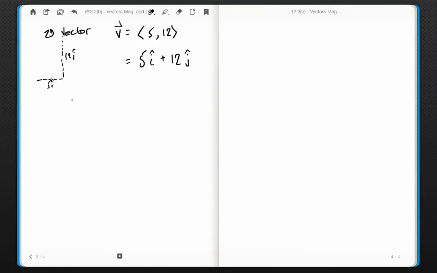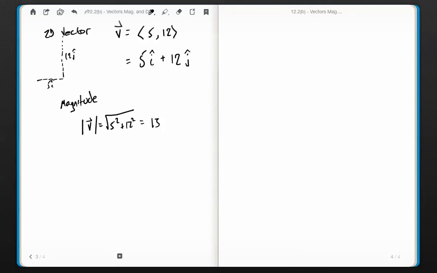Now, we've already talked about how to do the magnitude of this. The magnitude, written as this absolute value sign looking thing, is the square root of 5 squared plus 12 squared, which we know equals 13. It's a Pythagorean triple. That's why I picked 5 and 12. That wasn't random. I just tried to make it sound like it is, but it's not.